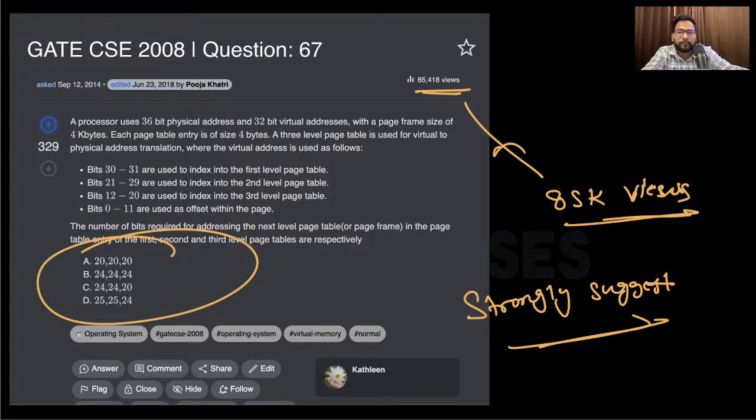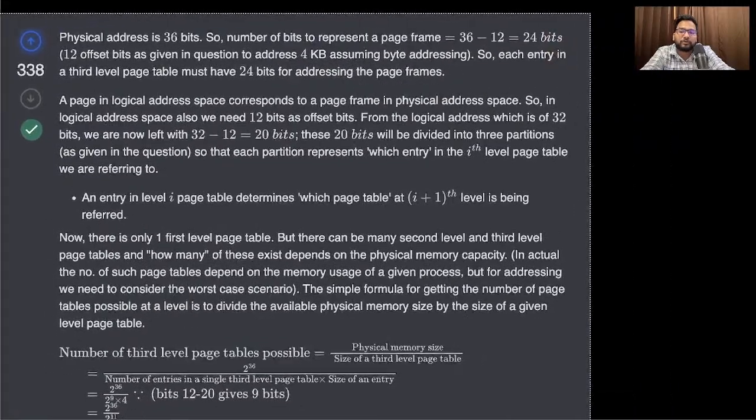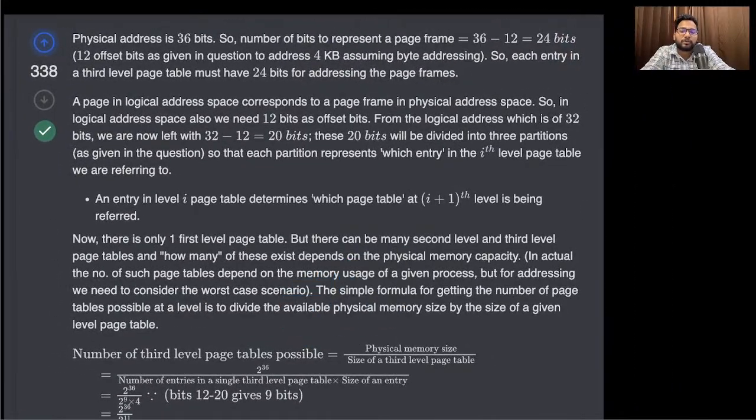And if I just tell you how many upvotes the answer has got, then you will be surprised. You can actually check the answer on this particular question. The answer has got 338 upvotes. So basically this is a very popular question in the entire memory management.